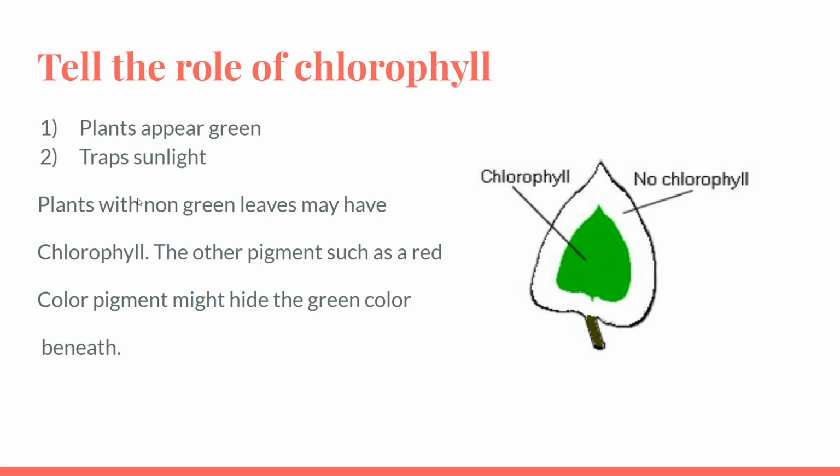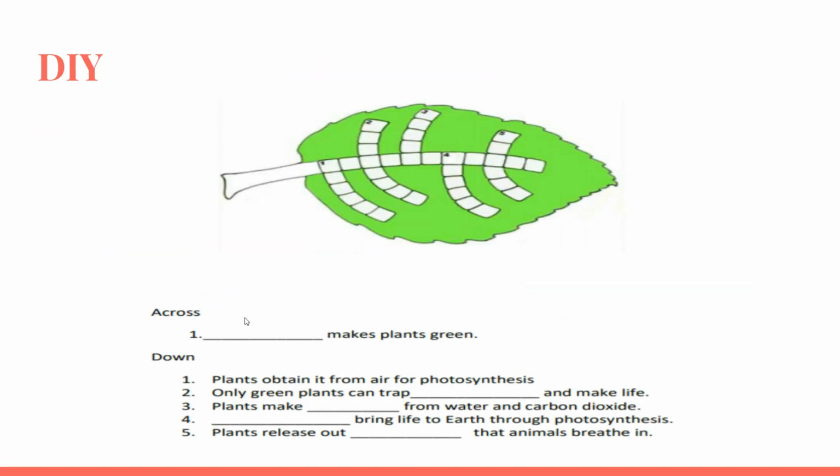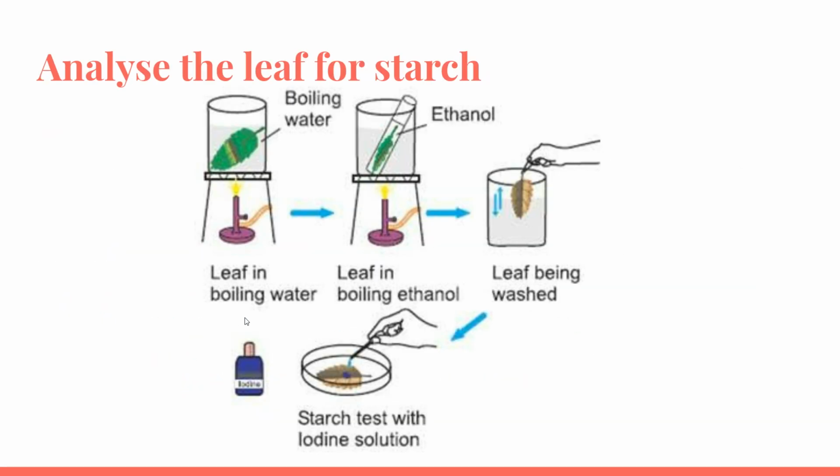Now the question is, do plants with non-green leaves photosynthesize as well? The answer is yes, only if they have chlorophyll, right? But if they have chlorophyll, why don't they appear green? The answer might be that there is another pigment, for example of red color, which can easily hide the green color beneath. You can do it yourself.